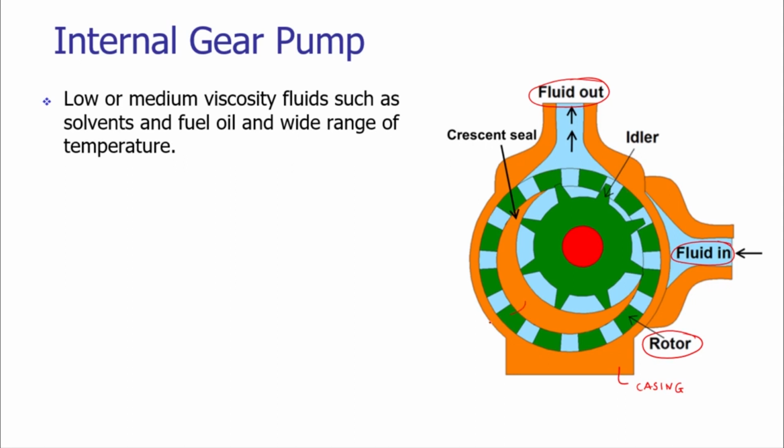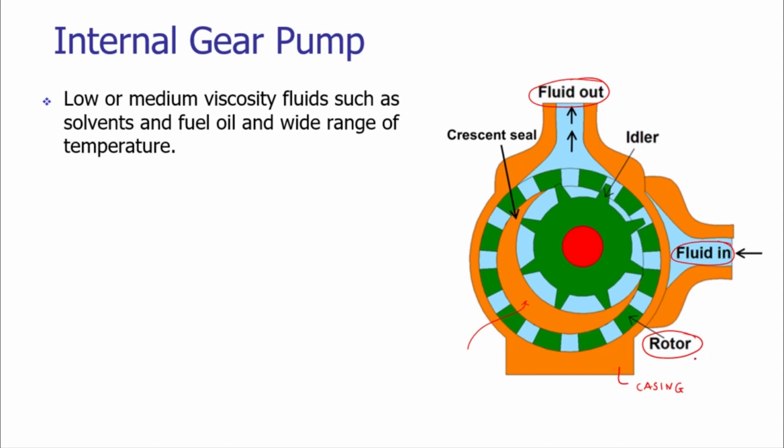There is a crescent. The crescent is a specially shaped mechanical element which is kept stationary inside the housing. The crescent will help to get the required generation of pressure inside the internal gear pump.